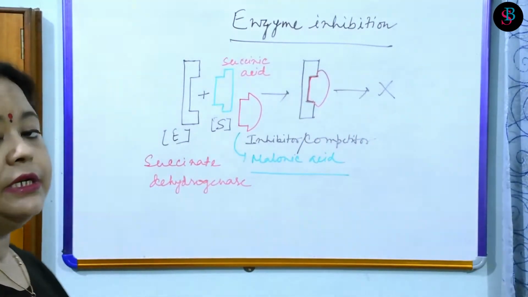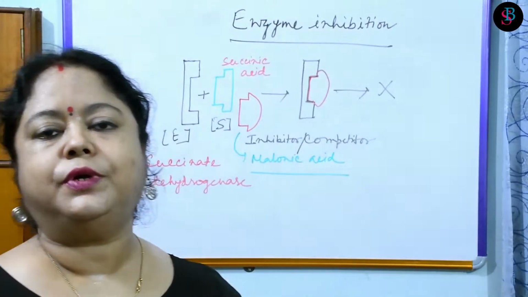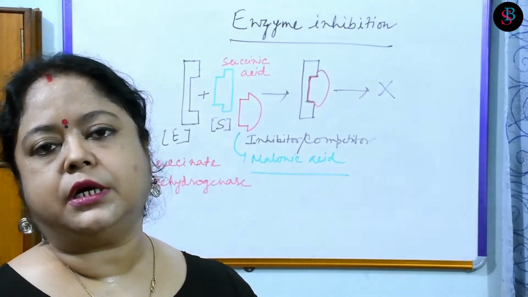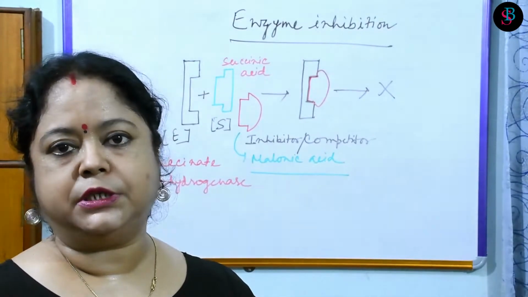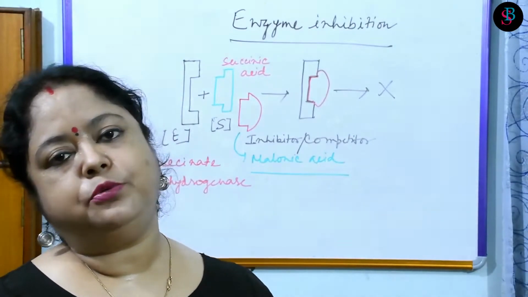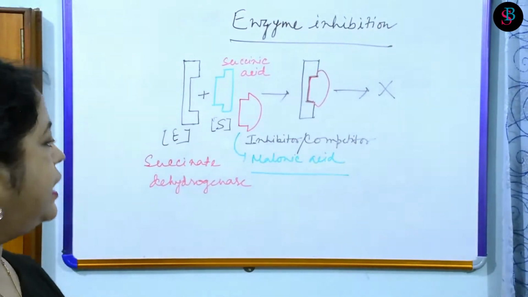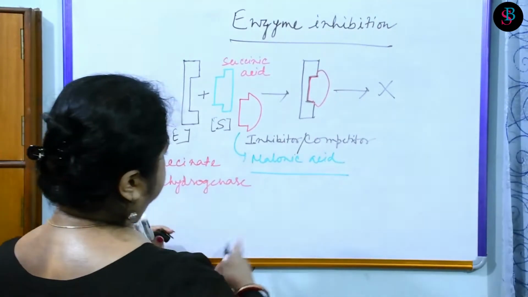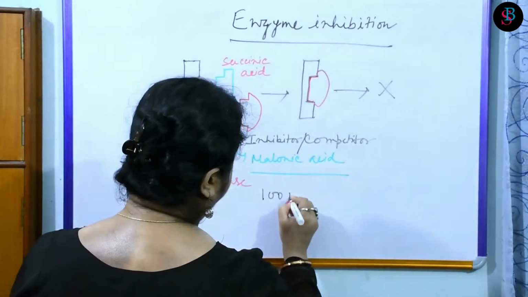Now what should we do? This is a reversible one, you know that. So if we increase the concentration of the substrate in comparison to the competitor, then the reaction will be restored. Like that, suppose there are 100 molecules of enzyme.